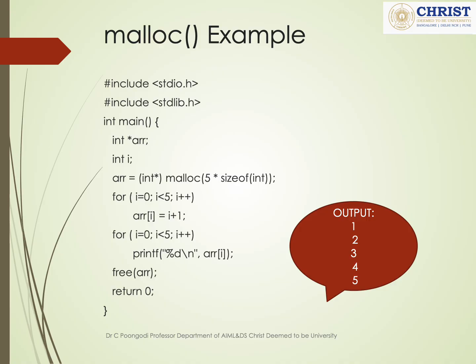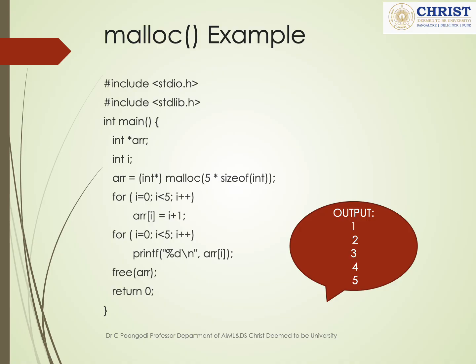Once you complete this, malloc will return the starting address where the memory is allocated to the ARR pointer. So now ARR is pointing to 10 bytes continuously, and the starting address is available in ARR. In the next step, I am assigning values to these pointers. So I plus 1, I plus 2, like that.